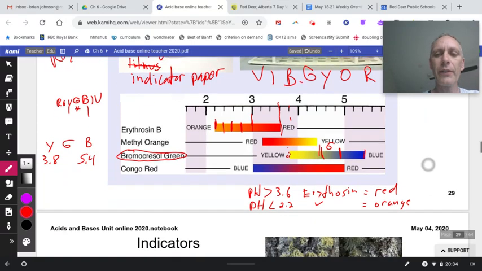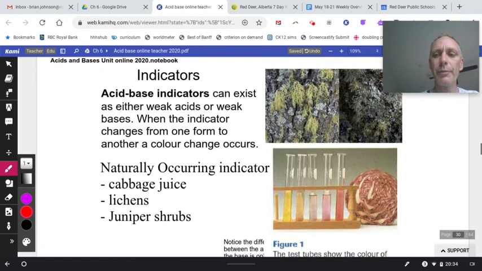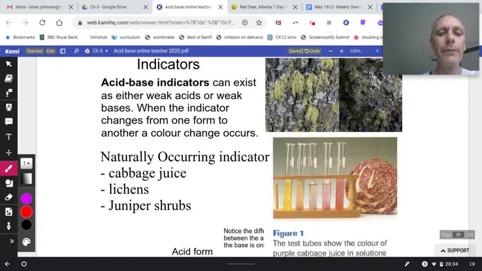So we're going to learn how to use these indicators to identify the pH of some solutions. A little bit of background information: where do acid-base indicators come from? Some of them are synthetic and some of them are natural. The interesting part about them, and we study this in Chem 30, is they're always a weak acid or a weak base. In fact, all of them are a weak acid, weak base pair. So they have 2 forms and they change from one form to another. And when they do, the color change occurs.